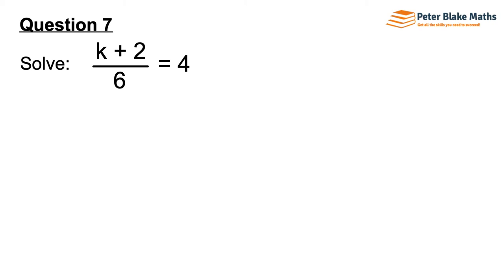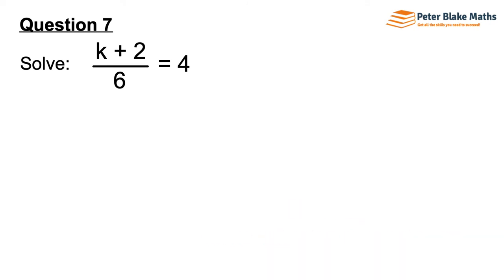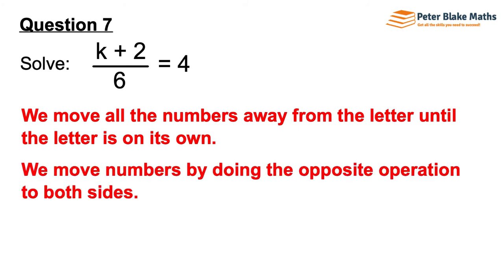Question 7. Solve k plus 2 all over 6 equals 4. Alrighty, we move all the numbers away from the letter until the letter's on its own. We move numbers by doing the opposite operation to both sides. Now here's an interesting one. Notice how we've got k plus 2 all over 6. Both the k and the 2 are tied up by the 6.